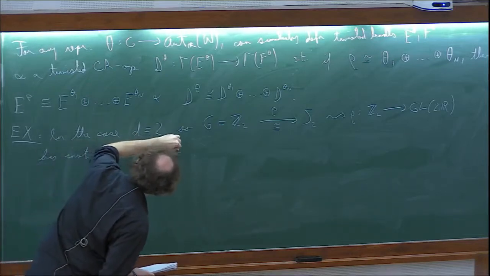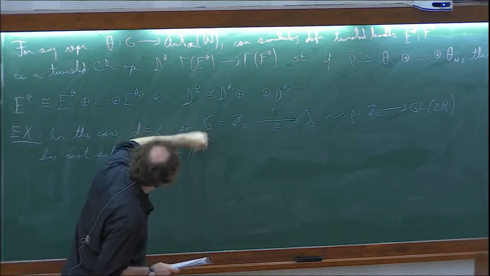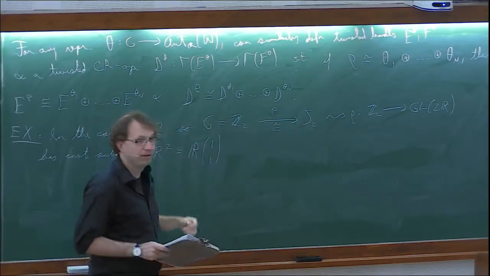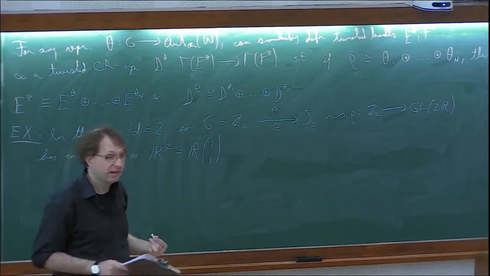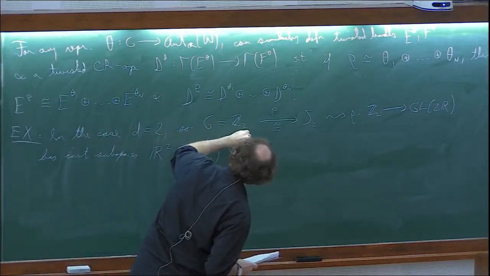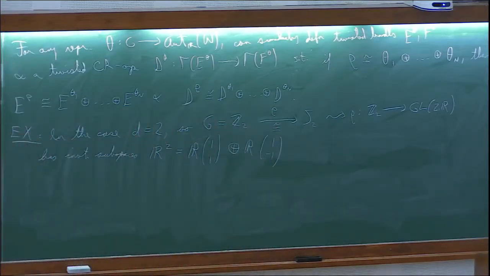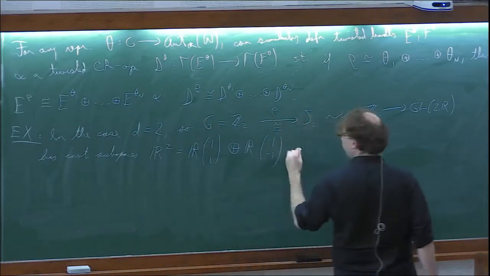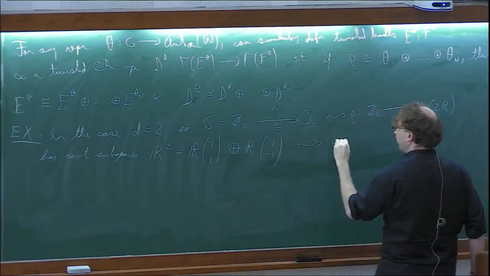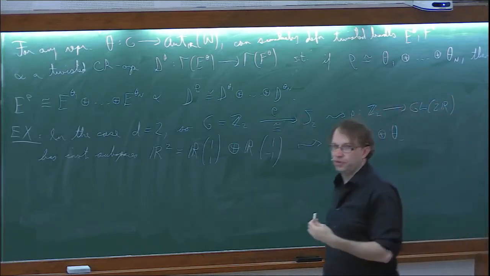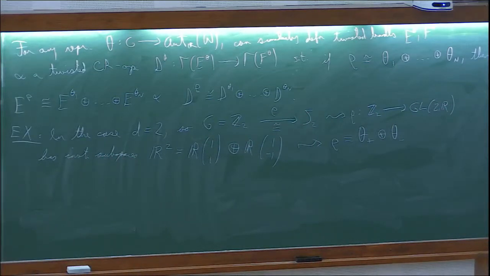R2 splits into the invariant subspace spanned by the vector (1, 1), because all permutations preserve that. And there's also the invariant subspace spanned by the vector (1, -1), which is preserved by all permutations, but the non-trivial one changes a sign on that. So this gives you the decomposition of rho into the two representations, theta plus and theta minus, that I talked about yesterday, the trivial and the non-trivial irreducible representations.